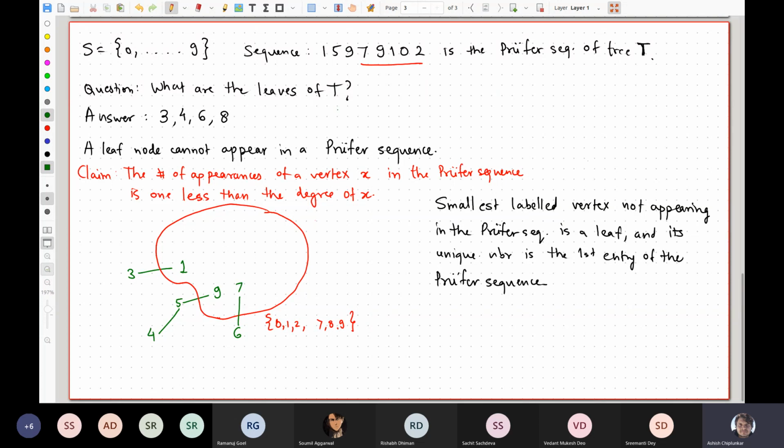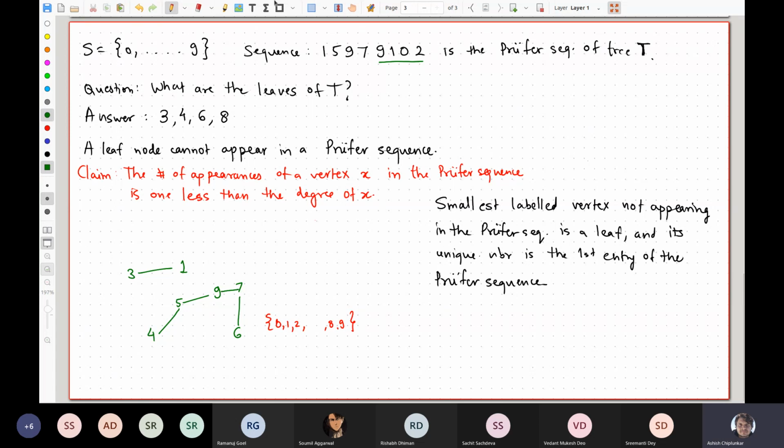Okay, so the neighbor of 6 is 7. Somebody wants to continue? So 6 is out of the vertex set. You are left with this prefer sequence. Now what? Now 7 is the smallest number not appearing in the prefer sequence. So it will be 9. 9, correct. Good. So 7 goes out of the vertex set. We know that 7 and 9 are neighbors.